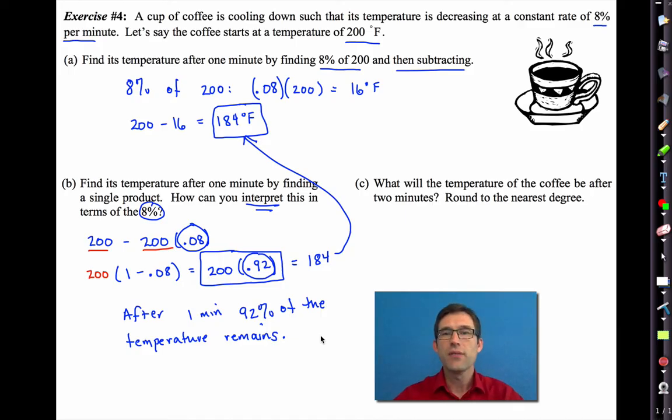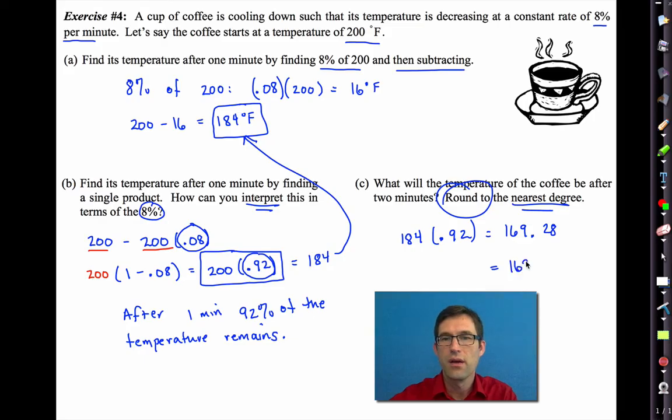Letter C is easy enough. What will the temperature of the coffee be after 2 minutes? Well, I can take my 184 now and multiply it by 0.92. And that's going to be not so nice, 169.28. But it says round to the nearest degree. Always watch your rounding. 169 degrees Fahrenheit.